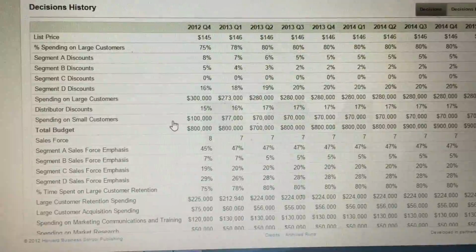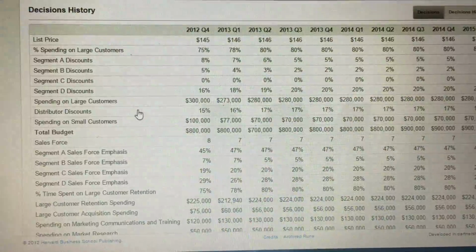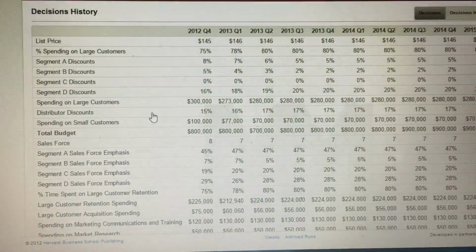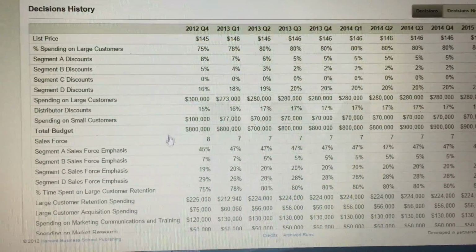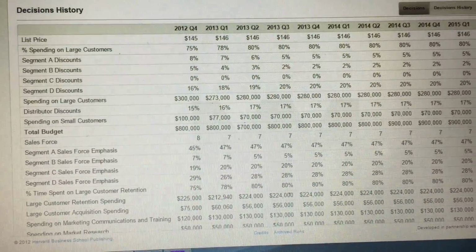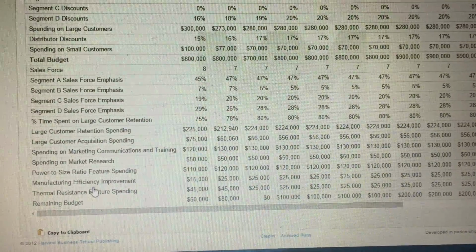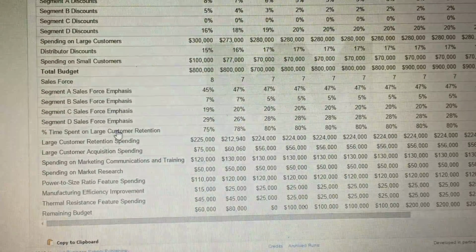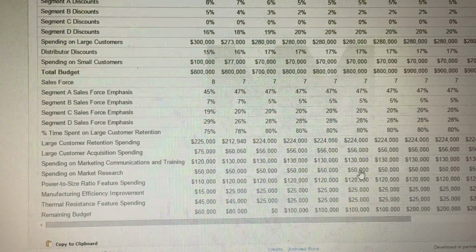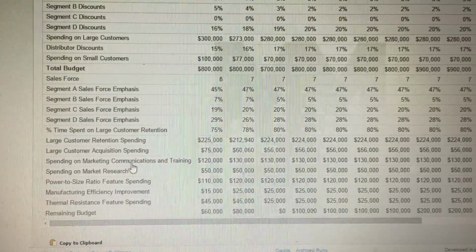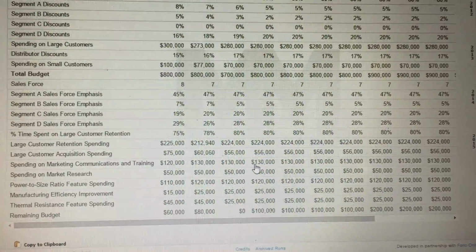I would spend around 70 to 100,000 on small customers. And then for the distributor discounts, I would spend around 15 to 17% on them as well. For the market research, I would spend around $50,000 each time, and then spend more on marketing, communications, and training, because training is very important. The better trained your staff is, the more product you're going to sell.